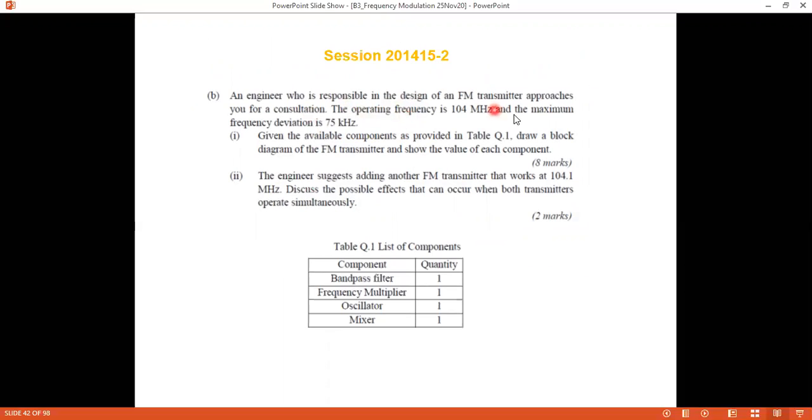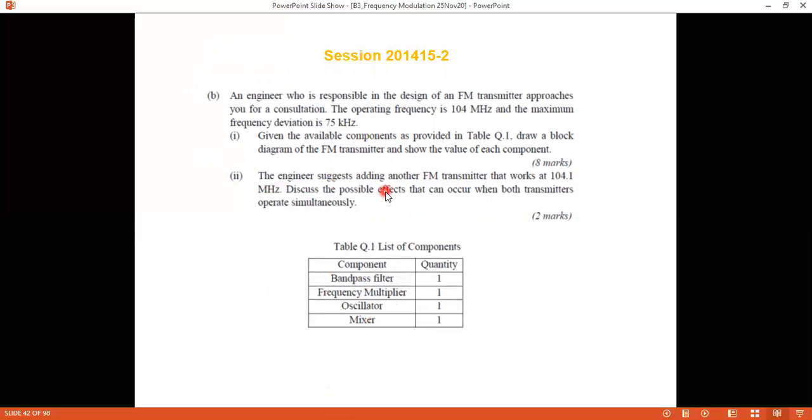An engineer is responsible for the design of an FM transmitter. The approach is for consultation, with operating frequency 104 megahertz and maximum frequency deviation 75 kilohertz. So you are given all these components. Draw the block diagram. We know that this is a wideband FM, and I've shown you in the solution to the example how to sketch the block diagram for wideband FM. We have already addressed this in our lecture.